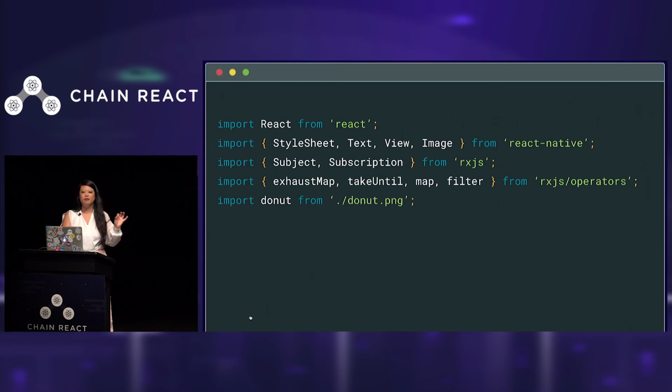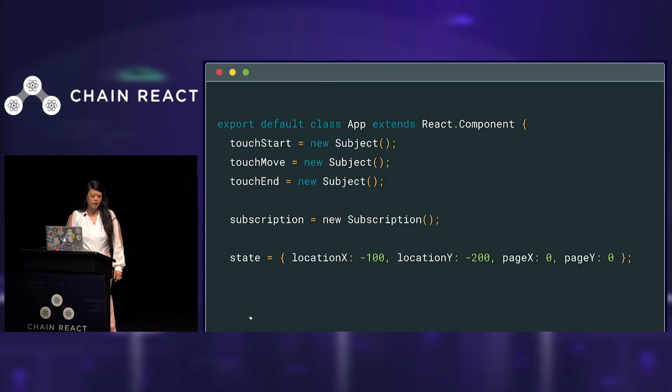But I just want to give you an idea of, again, how implementing something difficult like drag and drop could be easy to implement in a few short lines of code. So here, again, I'm just doing a little bit of setup. I'm creating new subjects that I'll be using in my code: touch start, touch move, touch end.